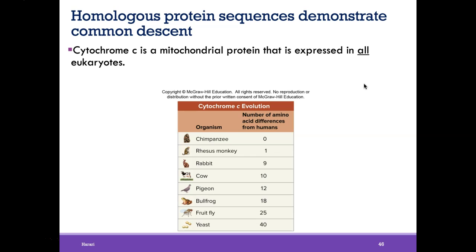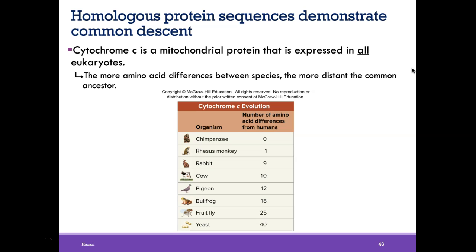But we can look at the sequence of amino acids in cytochrome C and count the differences between humans and other organisms to figure out how distantly related we are. The more amino acid differences between the species, the more distant the common ancestor. So for example, we have 40 amino acid differences in our cytochrome C protein compared to yeast. And if we only have one amino acid difference between rhesus monkeys' cytochrome C and humans, that means we're a lot more related to rhesus monkeys than we are to yeast.